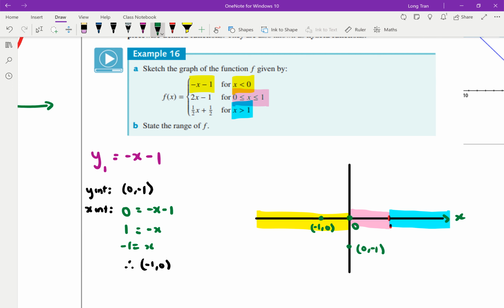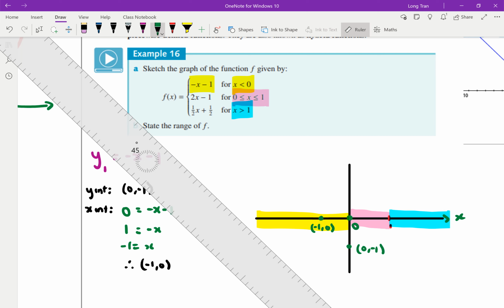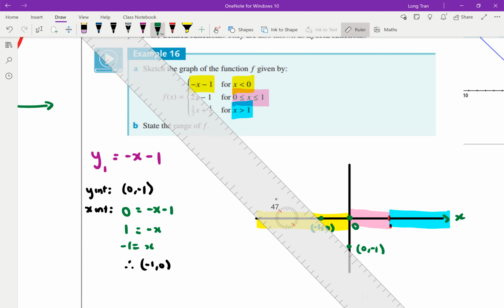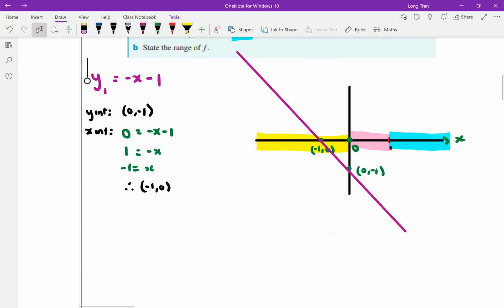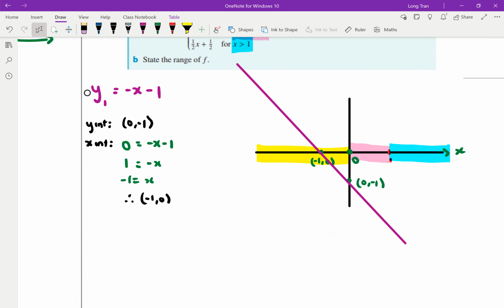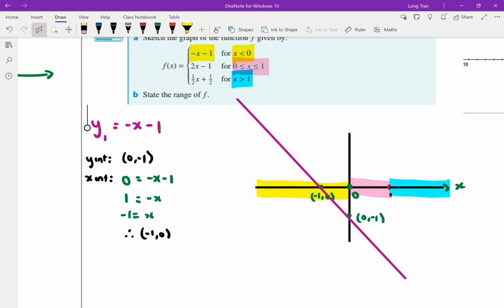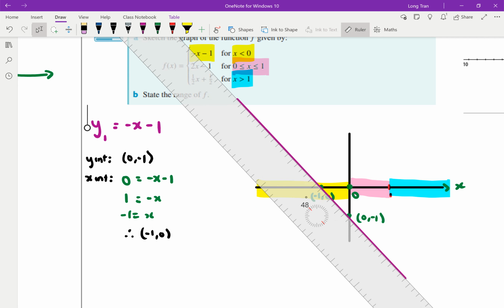Then normally to sketch this graph, we would connect the dots, and this is how we would have drawn it. We would have drawn the graph like that, correct? That would have been our linear equation for negative x minus 1. But remember, there was a domain. They said that you only draw it within that yellow region. X is less than 0. That means part of my graph, I can only draw up until this point.